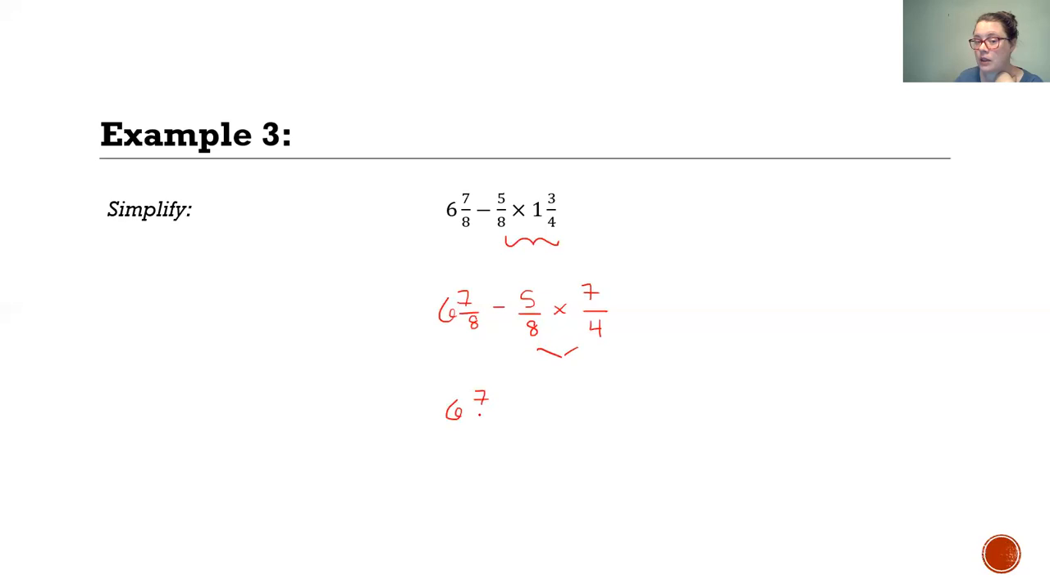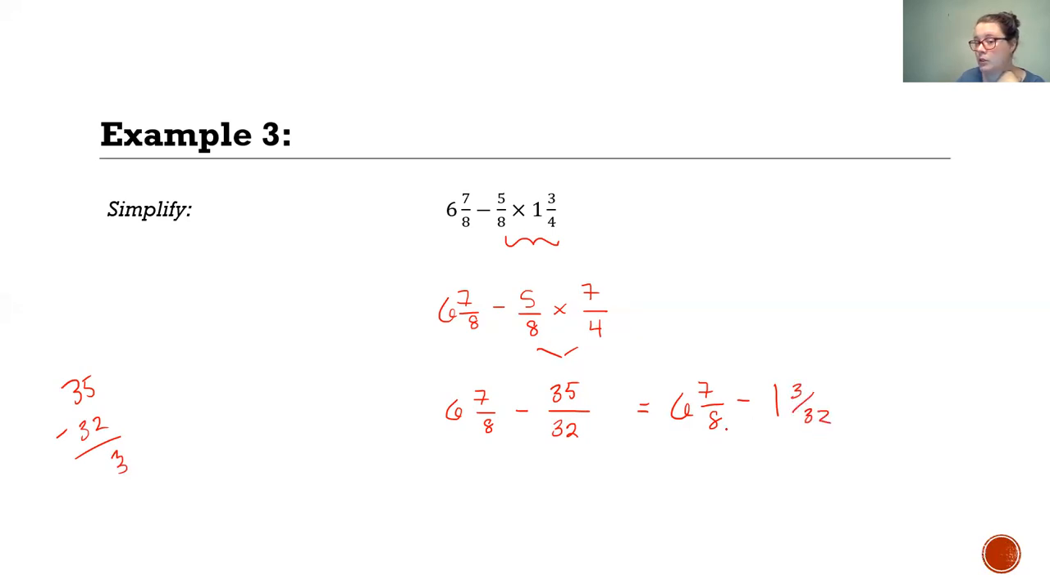So 6 7/8 minus 5 times 7 is 35 over 8 times 4 is 32. This is the same as 6 7/8 minus, there's 1 32 and 35. So we have one whole. 35 minus 32 leaves me with 3. So 1 and 3 over 32.